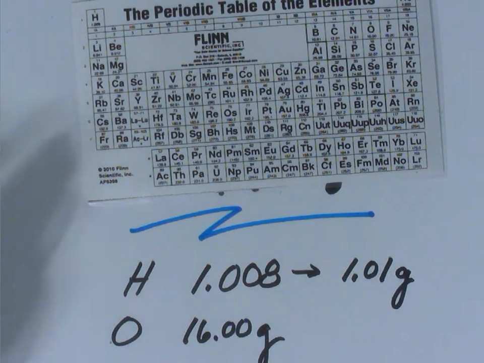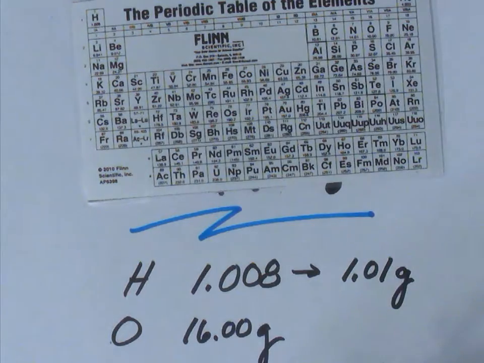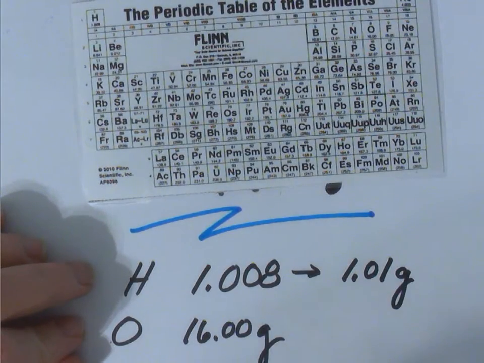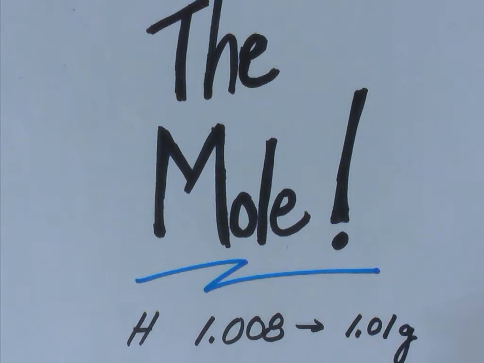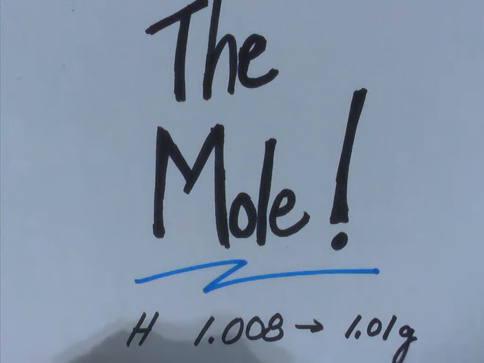A single paperclip feels like a gram in your hand. And a paperclip has hundreds and hundreds of different atoms. So there's no way these masses represent a single atom. What they represent are a mole of that element. All right, so what is a mole? A mole, ladies and gentlemen, is a counting unit.